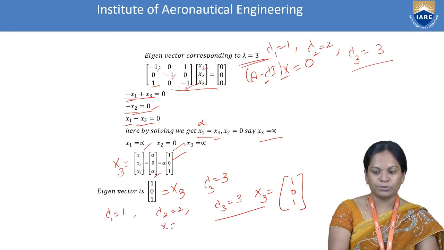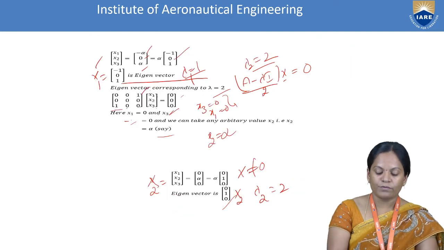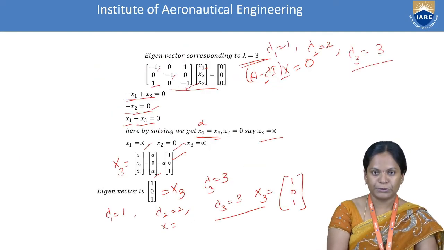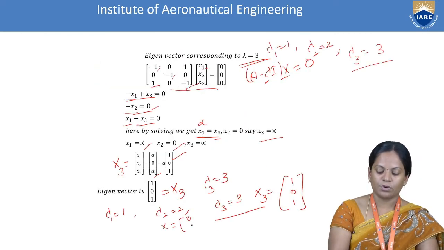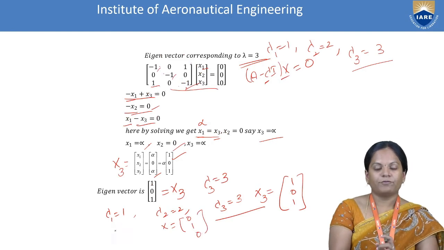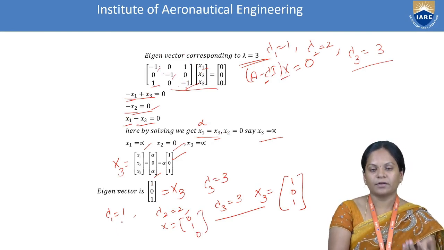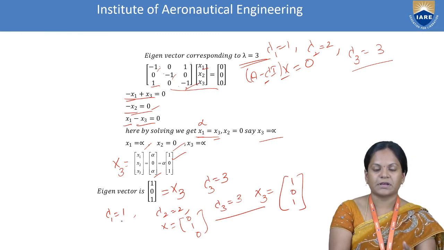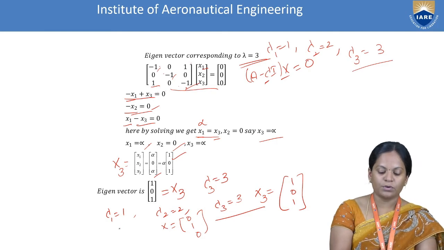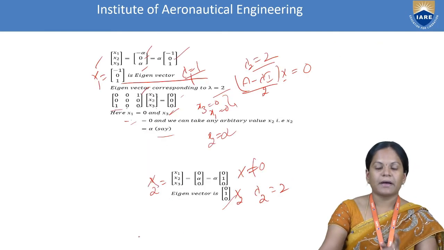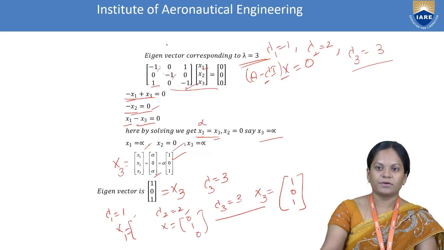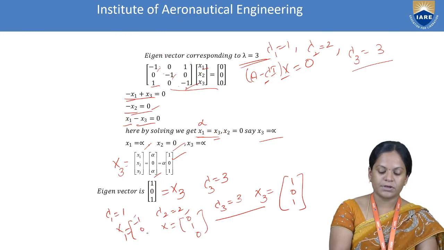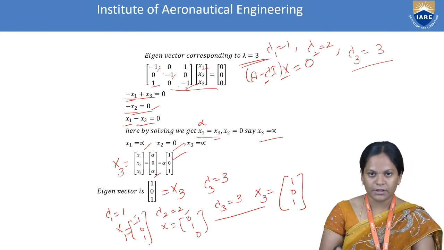If lambda 2 equal to 2, the eigenvector capital X is 0, 1, 0. And for lambda 1 equal to 1, the first eigenvalue, whichever lambda it is, either 1, 2, or 3, based on that we will find the eigenvectors. If lambda 1 equal to 1, the first eigenvector is minus 1, 0, 1. This is the first eigenvector, minus 1, 0, 1. So we got three different eigenvectors.